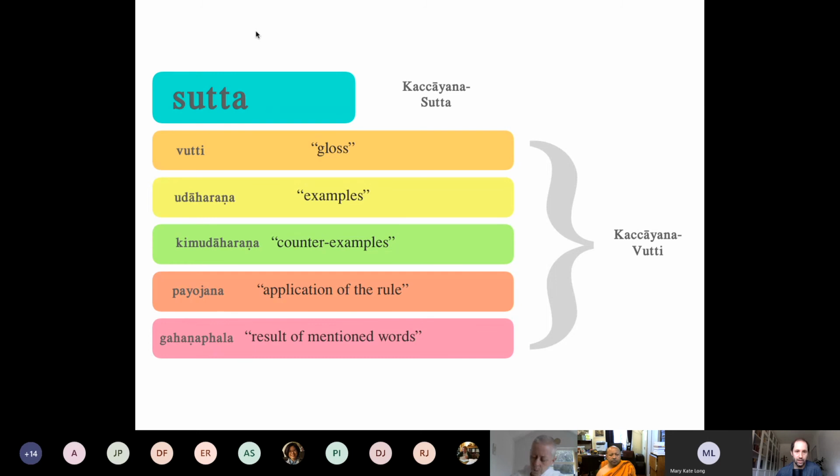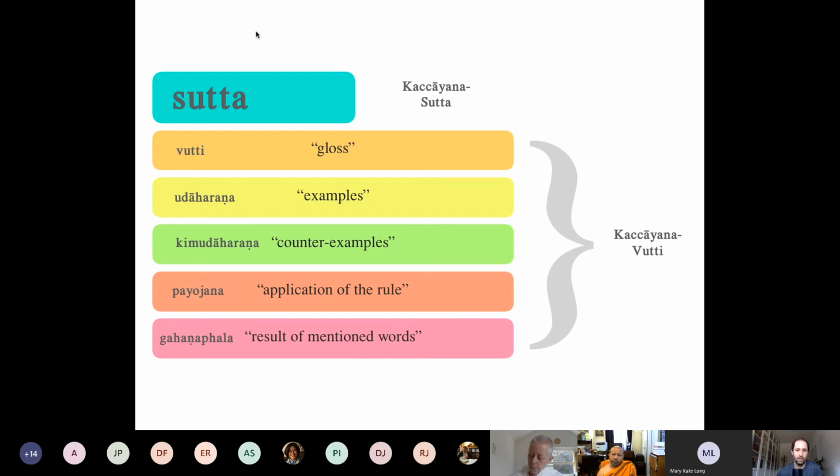Then there is a section that I call Payojana, because it's usually introduced with the question Kim Payojana, so what is the application? That is the application of the rule. This means that it's usually applied to definitions. So when you define a technical term, then there will be a section in the Vutti telling you in which operation rule you will have to use the technical term. So it's helping you to know where a technical term is going to be used.